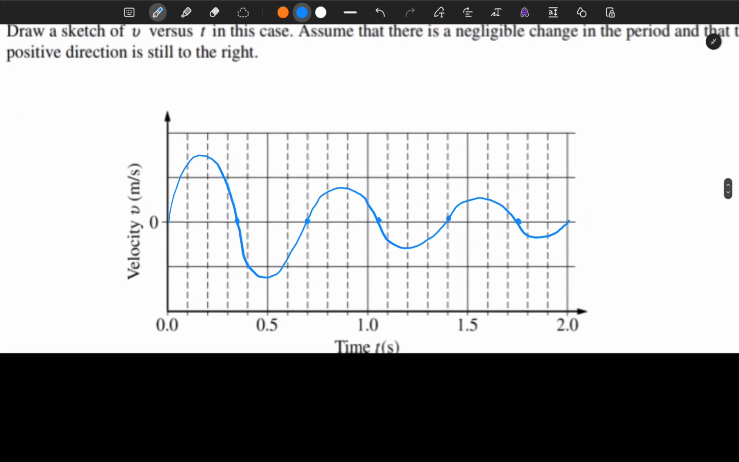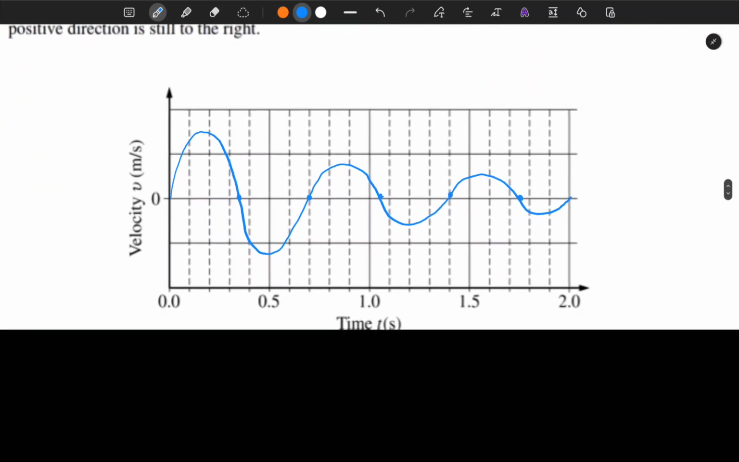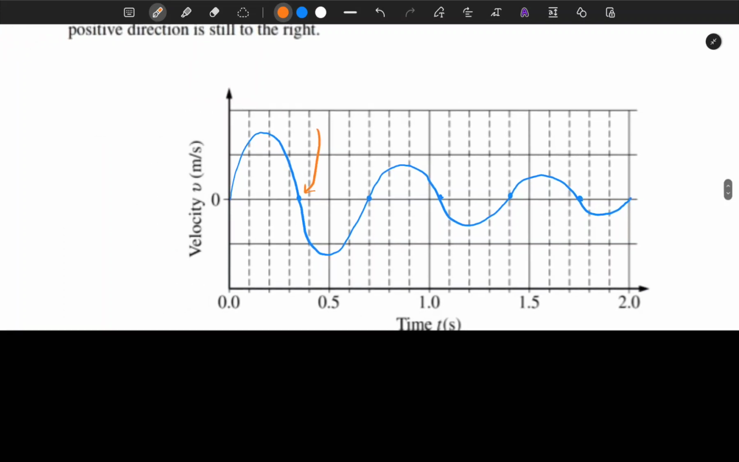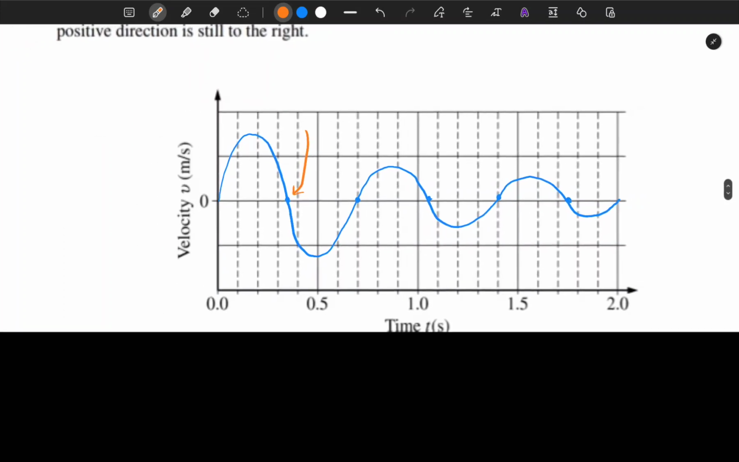So the student here gets 1 point for having a 0 of the plot at this particular location. A student also gets a point for having damped oscillations. That is, the amplitude of the plot decreases as time increases. And the student gets 1 point for starting at t equal to 0 here with the velocity increasing in the positive direction, as we have here.